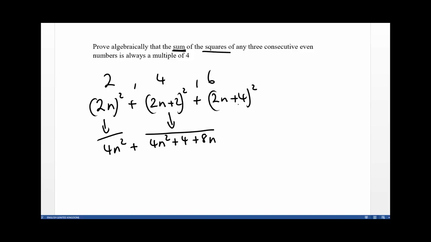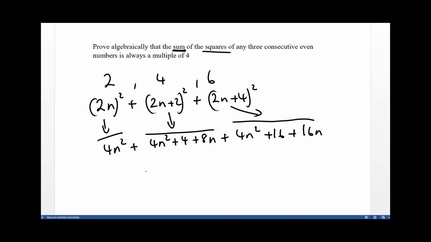Now onto the third bracket. 2n squared is going to be 4n squared. 4 squared is obviously going to be 16. 2n times 4 is 8. 8n times 2 is going to be plus 16n. And I draw an arrow, and this relates to all of these terms here.